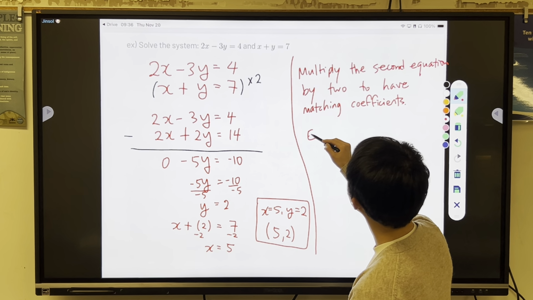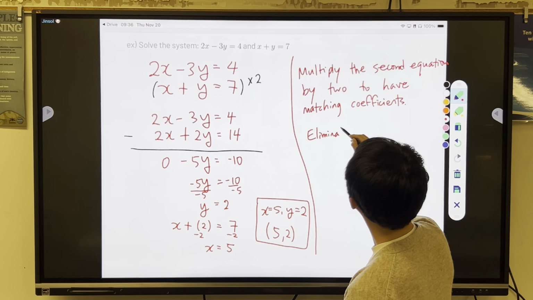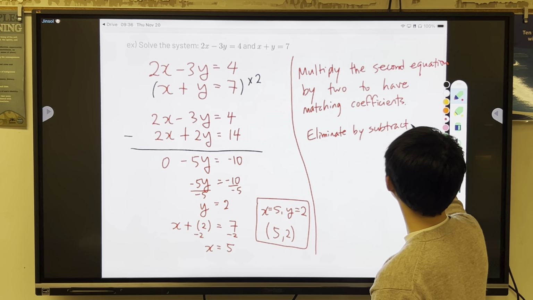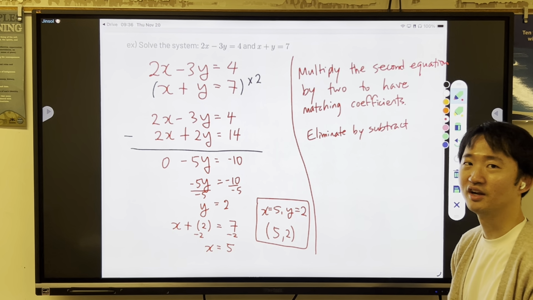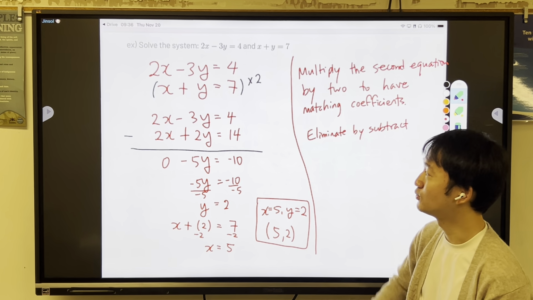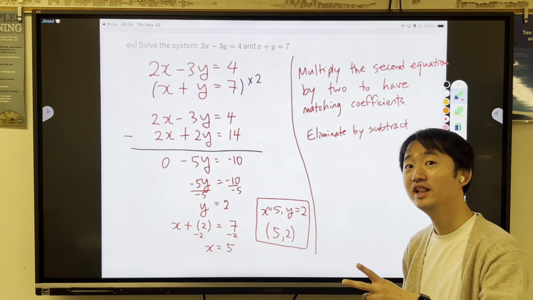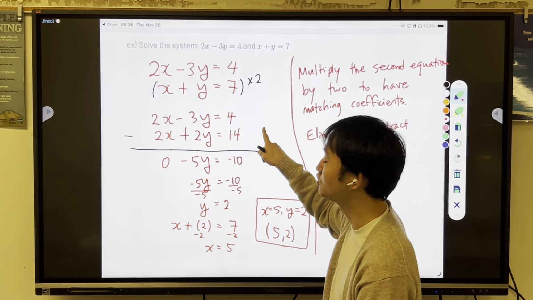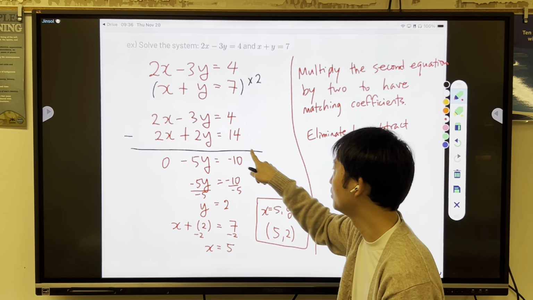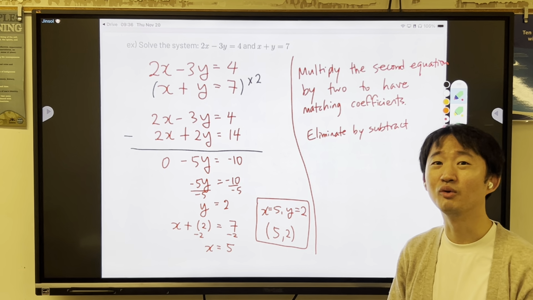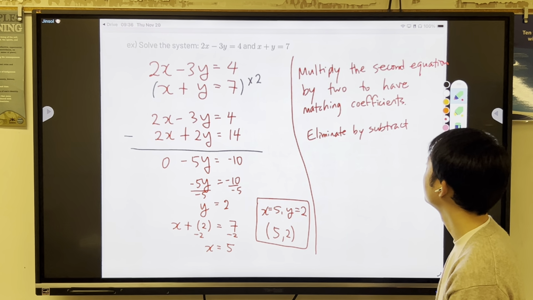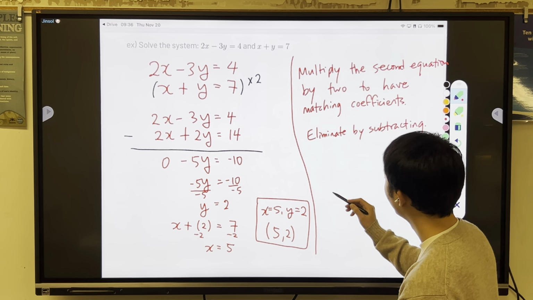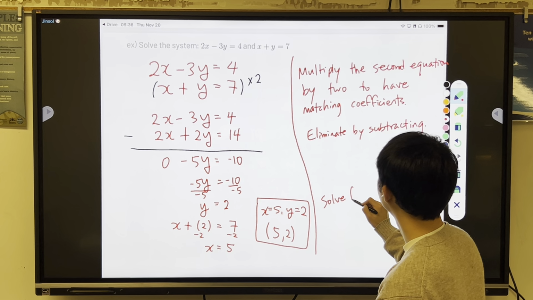And then eliminate by subtracting. So here you see the meaning of the word eliminate. It has two meanings here. One, we're eliminating because we're doing the subtraction of equations. Two, we're eliminating a variable from the equation. Notice how at this point we had two variables, but after you eliminate, you only have one variable to solve. And we know how to solve a one variable equation. And then solve for the other variable.